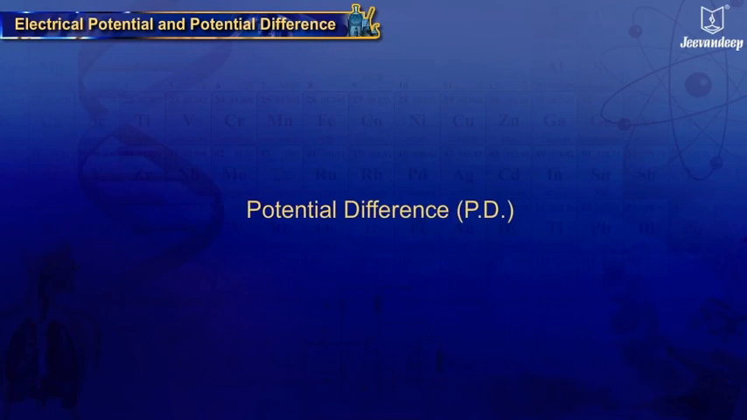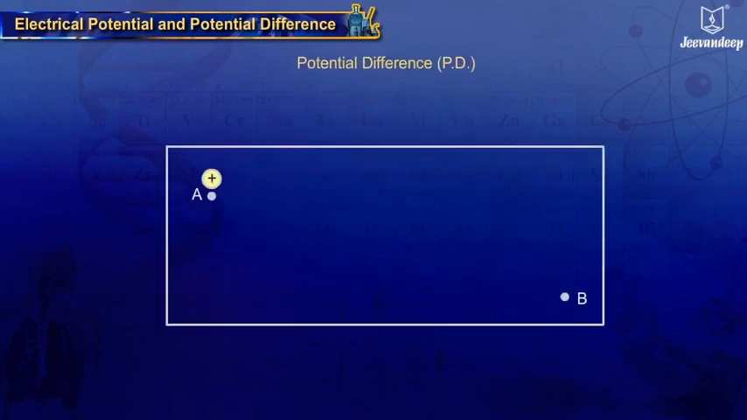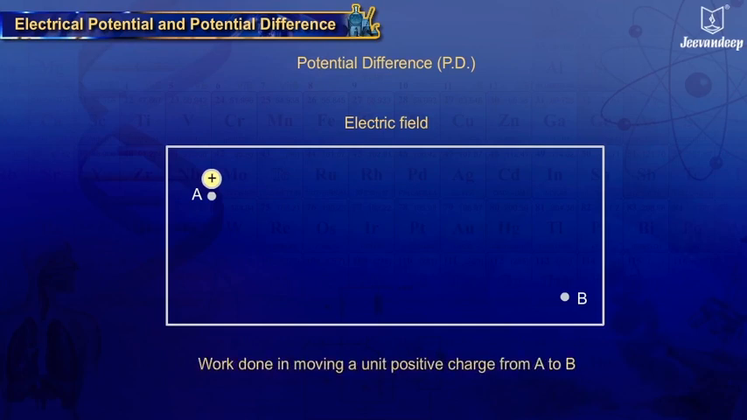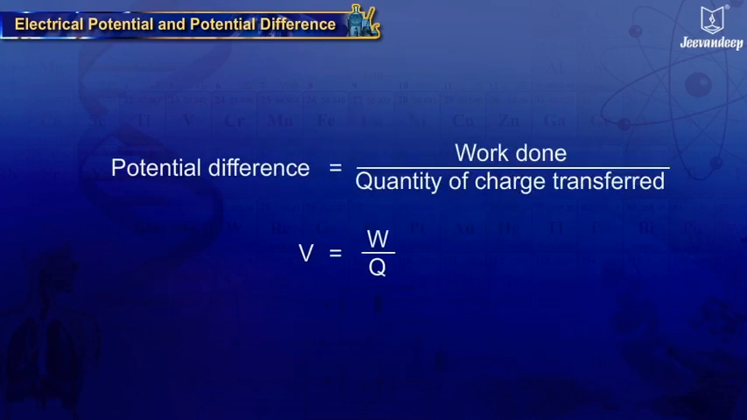Potential difference, PD. The potential difference between two points in an electric field is defined as the amount of work done in moving a unit positive charge from one point to another point. In other words, potential difference is equal to the work done per unit quantity of charge transferred, or V equals W upon Q.